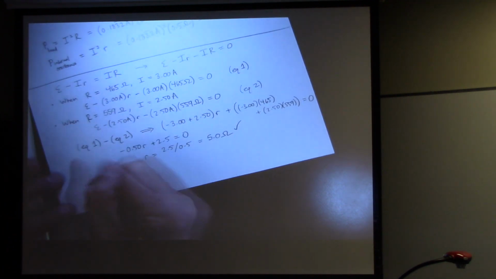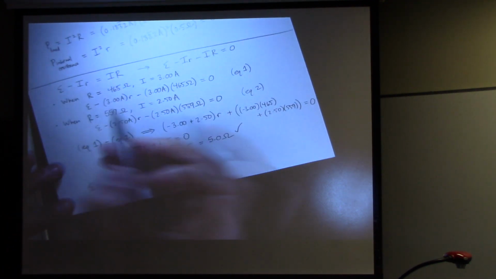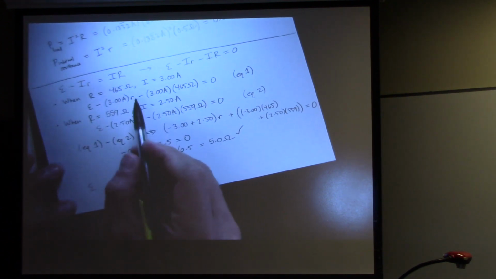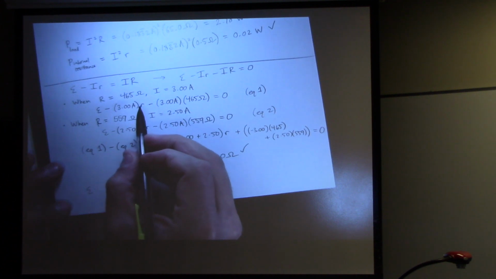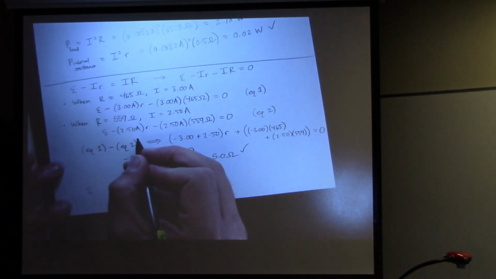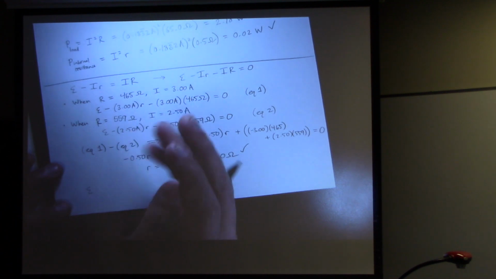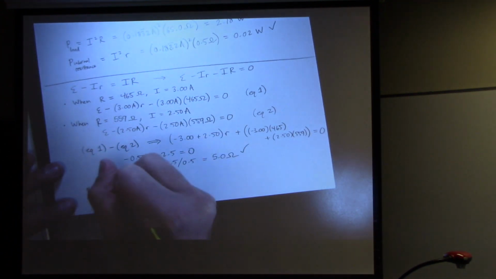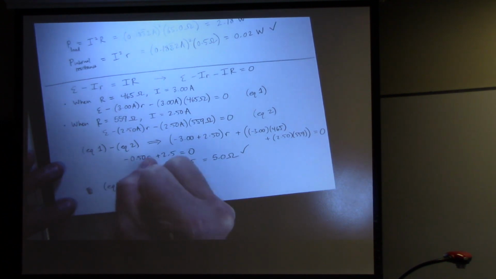So to get the EMF, we can actually just, again, use the equation we already wrote down. I can use equation 1 if I want to, plug in the internal resistance. I can use equation 2 if I want to, plug in the internal resistance. I'm going to get the same answer. So let's just pick an equation to use. How about we use equation 1?